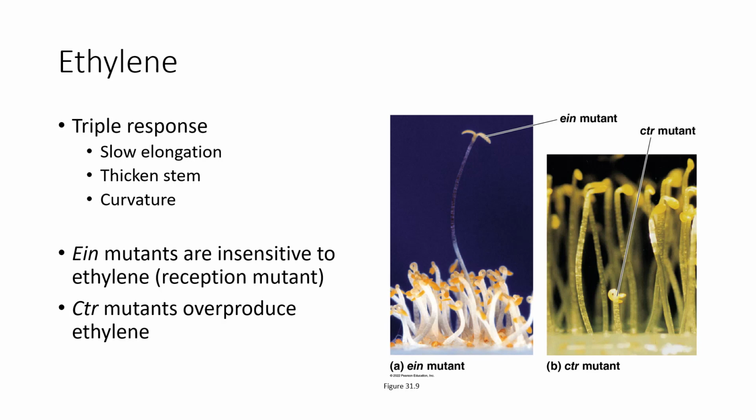So you see this ein mutant, it is unable to receive the ethylene response that causes the triple response, and thus it elongates even when ethylene is present. The ctr mutant is a constitutive response, and that is going to overproduce ethylene and have the triple response even in the absence of ethylene or the absence of a heavy object.